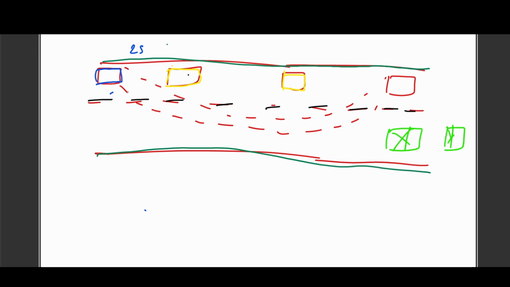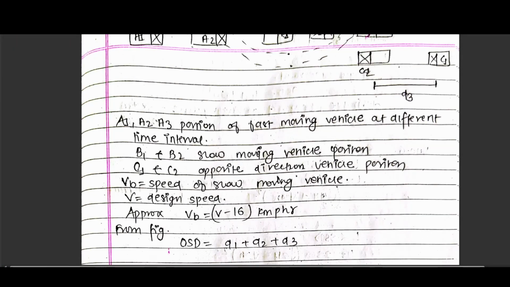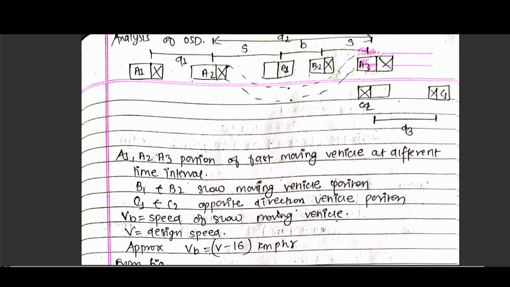For this portion, this red tracing line, right now I'm doing it with a blue line. For this tracing line, the acceleration will be uniform. If I have to overtake the slow moving vehicle, then I need to accelerate my vehicle. So my vehicle acceleration will be uniform during this red path. That's what is said in the assumption. So now I'll be analyzing my OSD, that is overtaking sight distance.